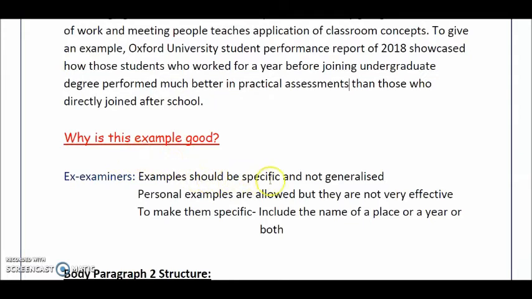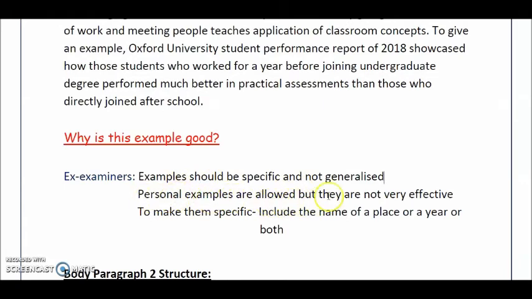Ex-examiners, what is their opinion on this? Examples should be specific and not generalized. You shouldn't just say something like students who go out have better practical results as compared to students who don't. You're trying to give an example, but it does not really point in a specific direction. It does not say anything about anything in particular. So your example would be generalized in that case.